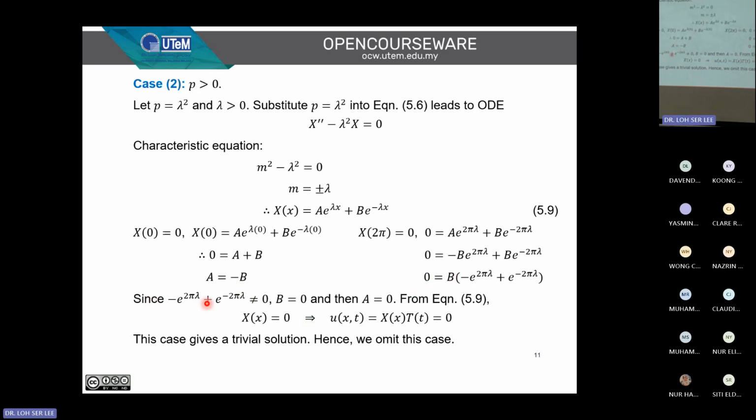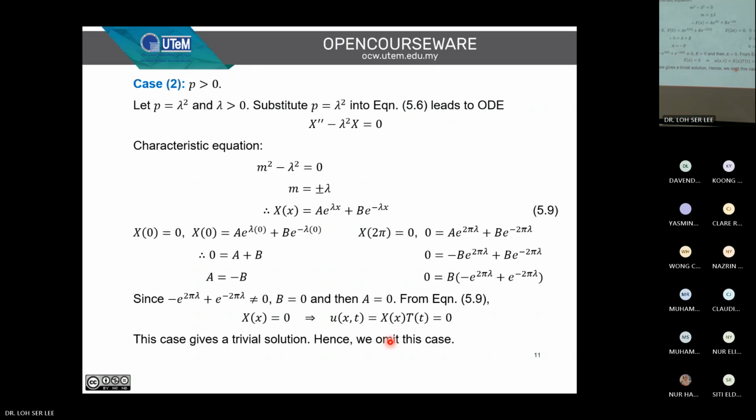Okay, since this is an exponential function, this part is not 0, so that means b is the one to be 0. If b is 0, that means a is also 0. If a and b are both 0, x is 0. Then your u will also be 0. That means this second case also gives a trivial solution. So we omit this case, meaning that our solution will be obtained from the third case. Okay, so far any questions?